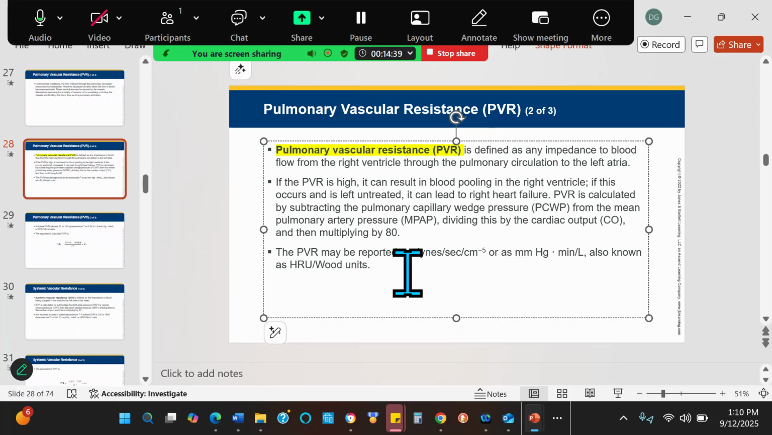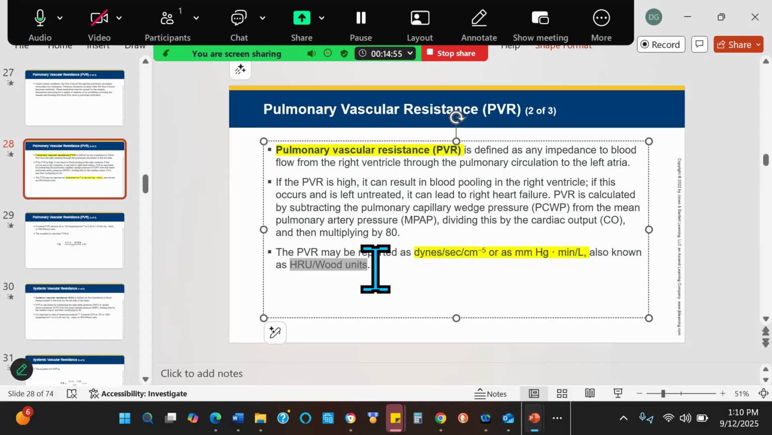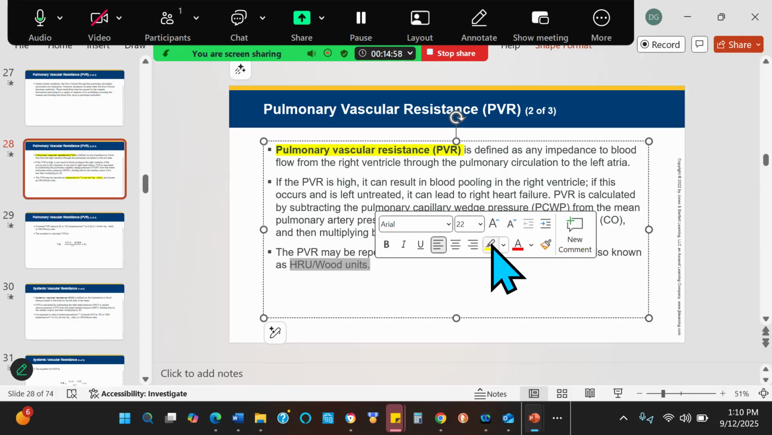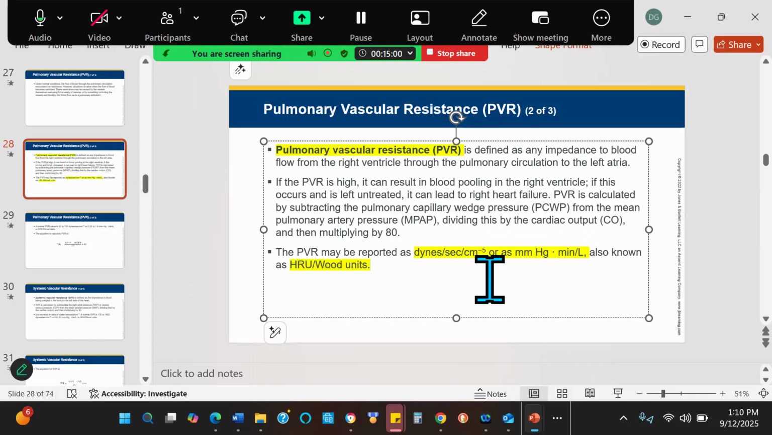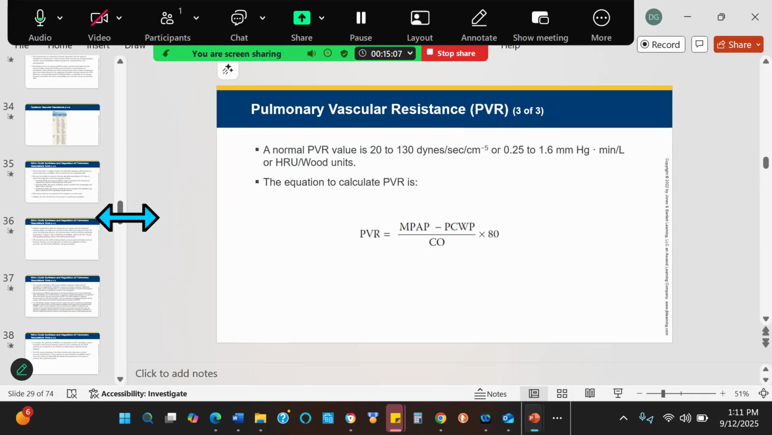The pulmonary vascular resistance is reported, get this, as dynes per second per centimeter to the fifth, or millimeters of mercury per minute per liter. It does have a fancy name called Wood units, because people got tired of having to say those long-winded units. But here's the calculation. It is mean pulmonary artery pressure minus pulmonary capillary wedge pressure, divided by cardiac output, times 80.